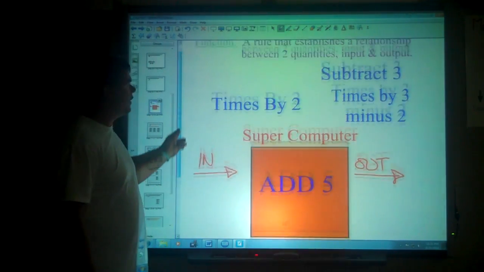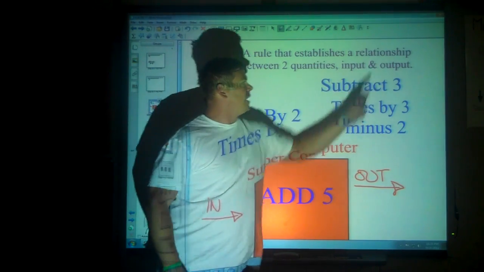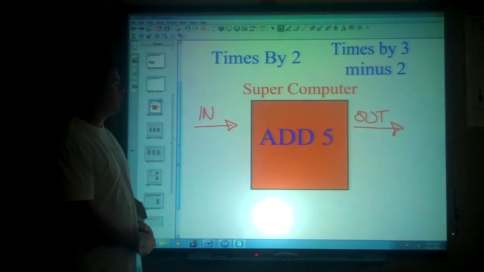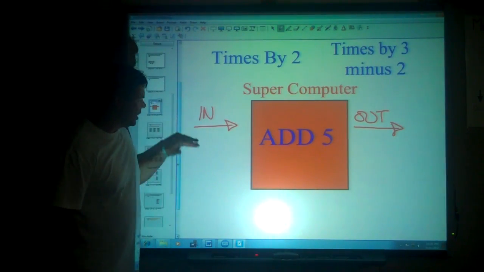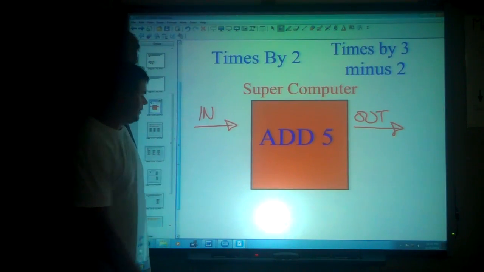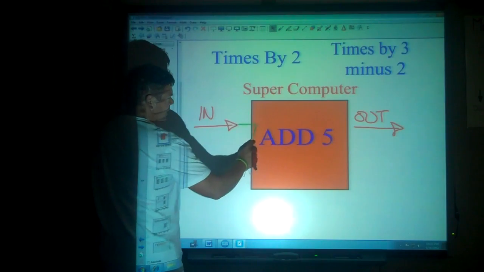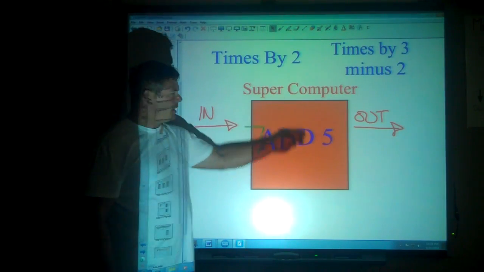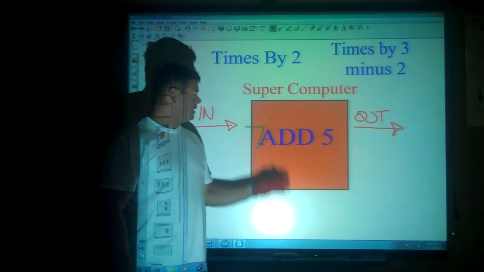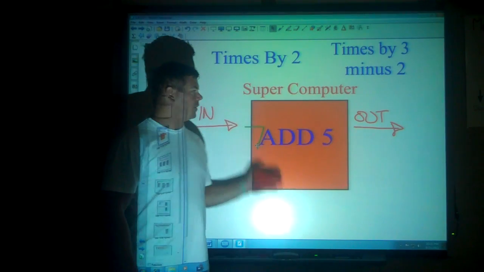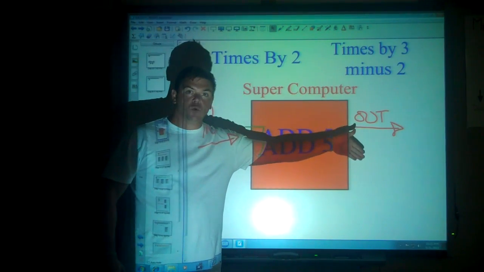Remember, I was talking about the function. I said two quantities, input and output. So I'm going to plug a number into this supercomputer. I'm going to put the number 7 in. So I take 7, and I stick the number 7 into the computer, and out pops 12. 7 plus 5 is 12. When the number 7 went in, out came 12.